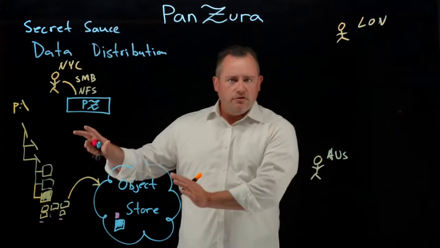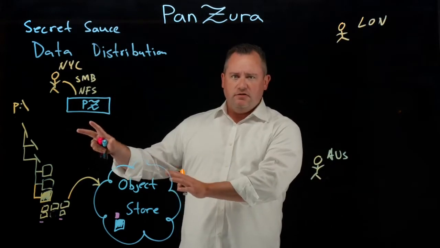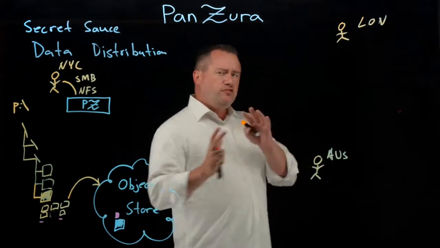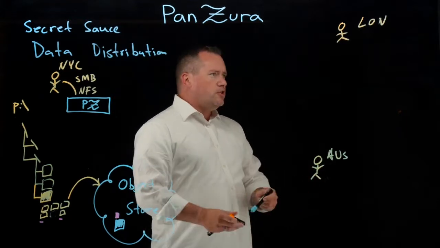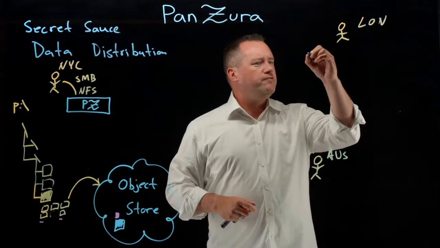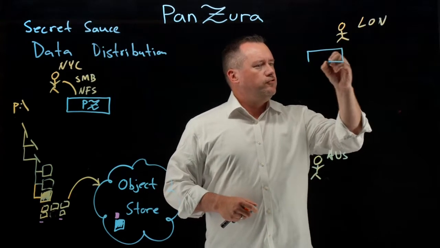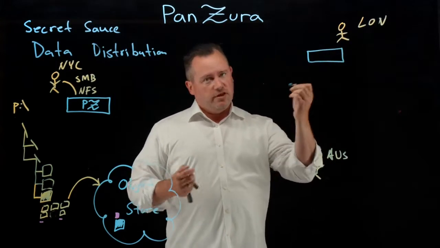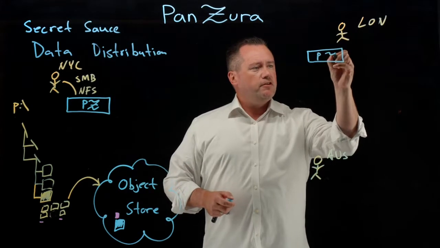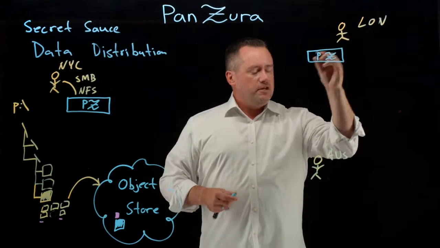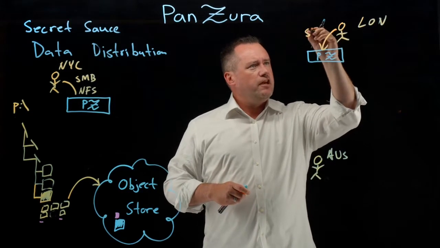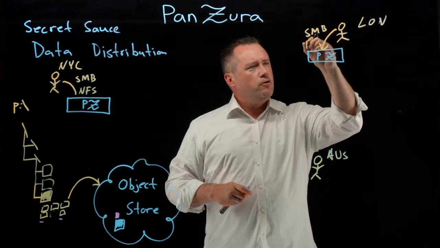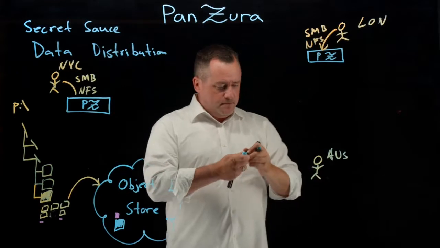Now that we've talked about New York and how New York gets the data to the cloud, let's switch gears a little bit. Let's look at London and Australia. Well, you know, London and Australia, they both have users. Those users like to speak to file systems like you and I. So they've both got their Panzura devices, again presenting either an SMB or NFS file system.